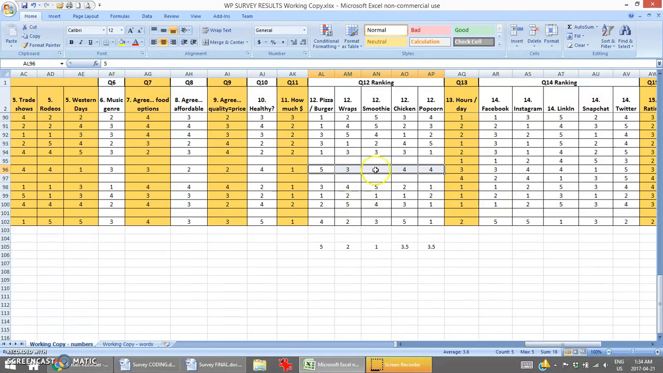So this person was quite confused because they didn't indicate their first choice, and then also gave 2 fourth choices. So make sure that if you're analyzing question 12 and question 14, you're cleaning up that data.